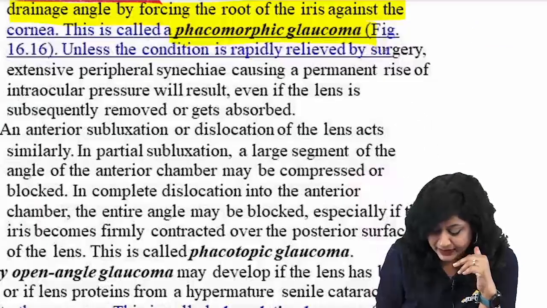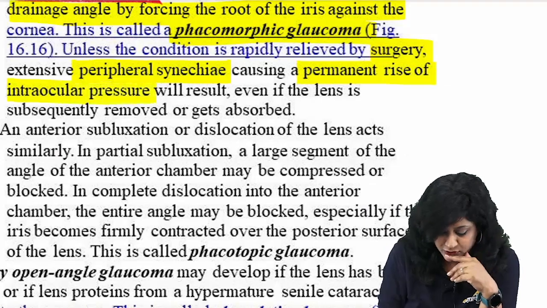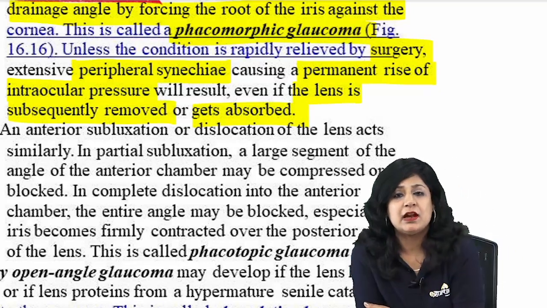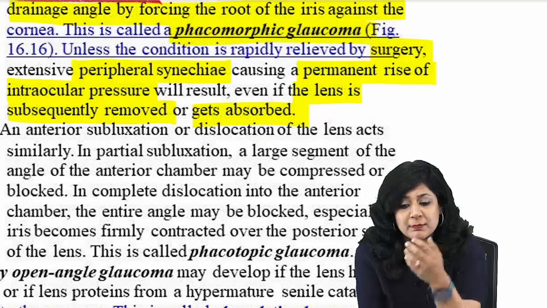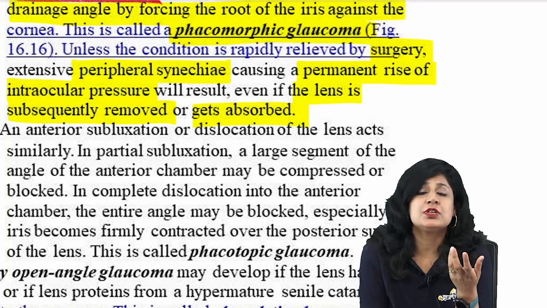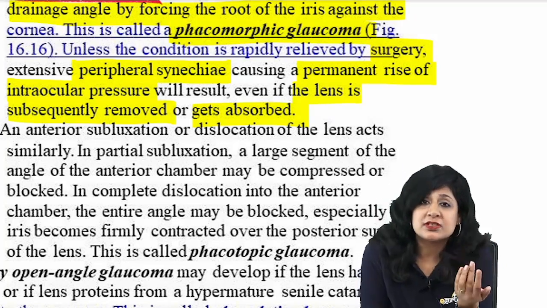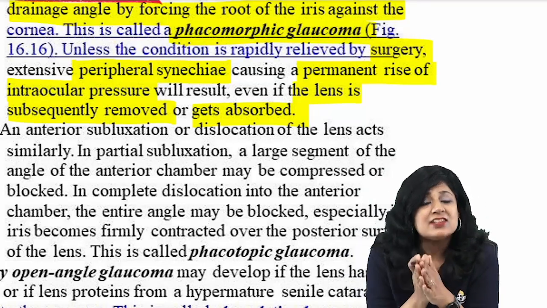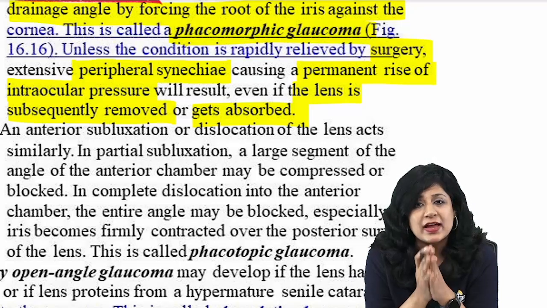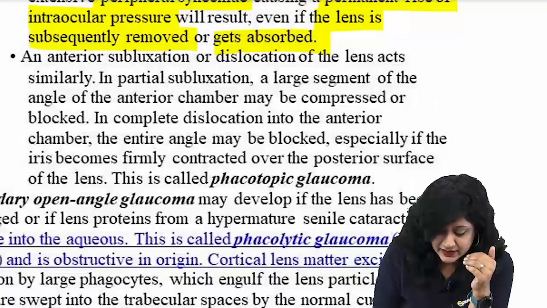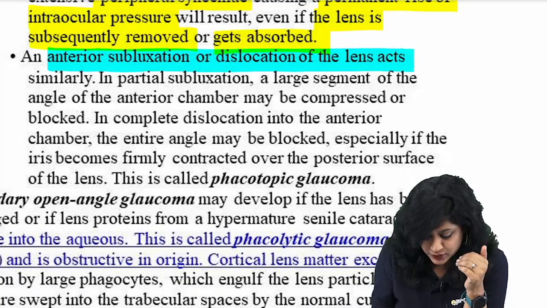Unless the condition is rapidly relieved by surgery, we have extensive peripheral synechiae that cause a permanent rise of intraocular pressure, and even if the lens is subsequently removed or gets absorbed, you are having a lot of problems. If you remember the different stages of cataract, we have first of all lamellar separation. After the hydration, we have incipient cataract, immature senile cataract, mature senile cataract, hypermature senile cataract. In every stage we have the risk of glaucoma, and that is why we insist on early surgeries.